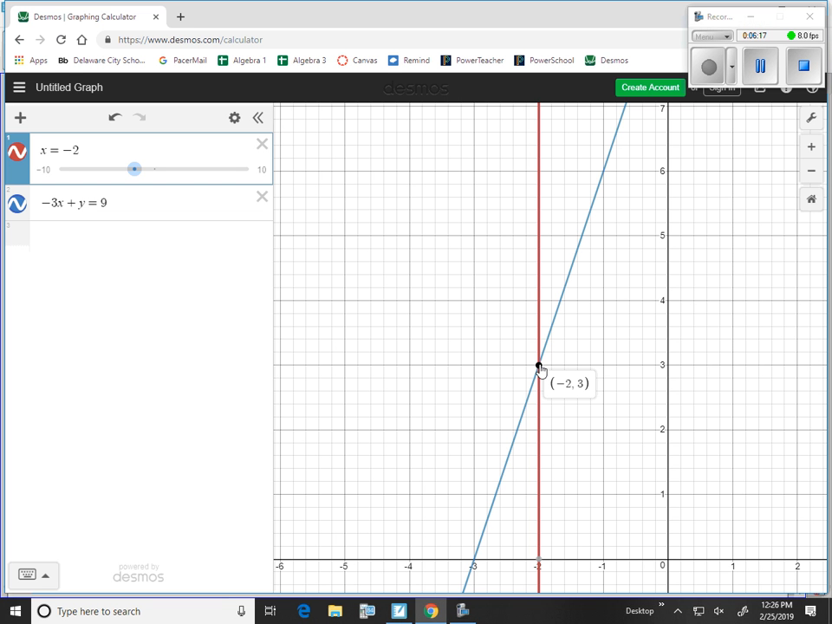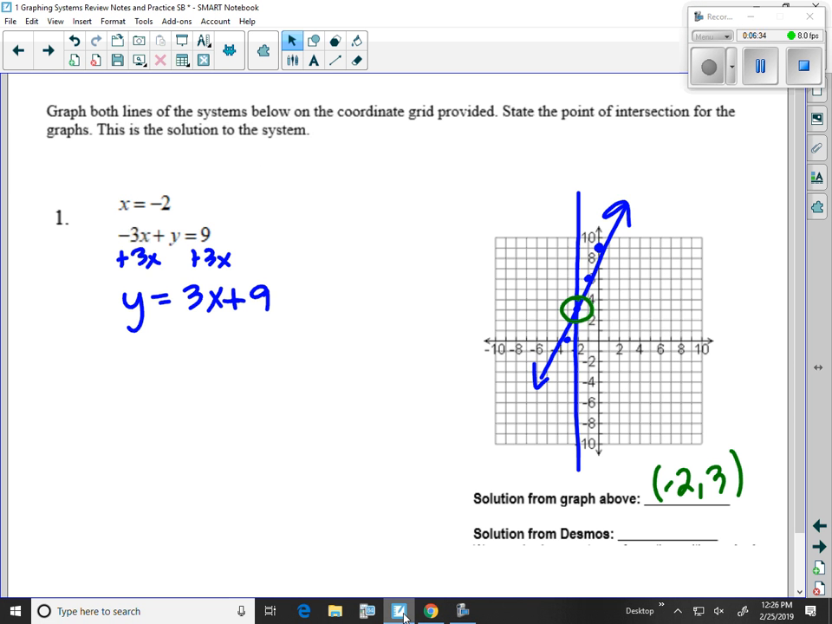Questions? Is there any way we can do this on our calculator? We can, but it is a very long process, and since you can use Desmos on your OSC test, we're going to do Desmos. But if you wanted me to show you, I could show you another time. Okay. So the solution for Desmos was the exact same, as it should be, making sure that we're doing that right.